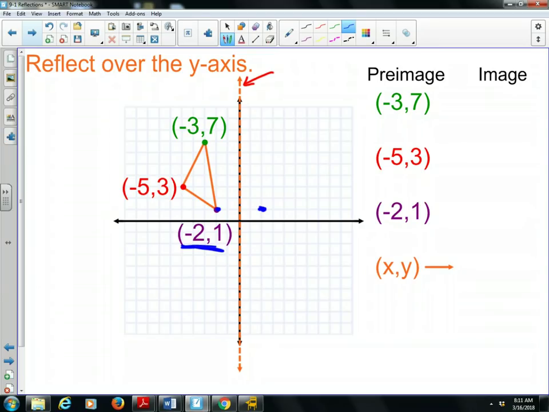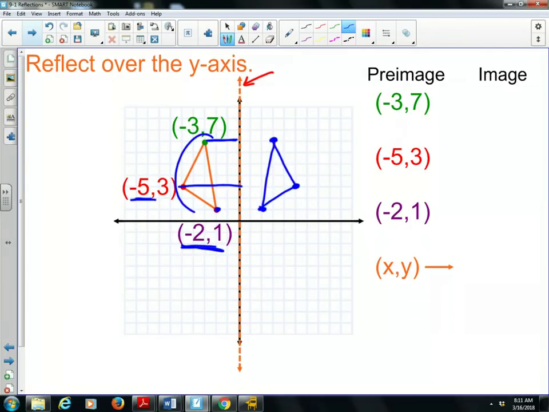And this point right here, if it's left 5, up 3, then if it's 5 units to the left of the y-axis, when we flip it, it's going to be 5 units to the right. 1, 2, 3, 4, 5. So it's going to be right there. And this -3, up 7, this one right here is 3 units away from the y-axis. So when we flip it, it's going to be 3 units to the right of the y-axis. And here is our image.